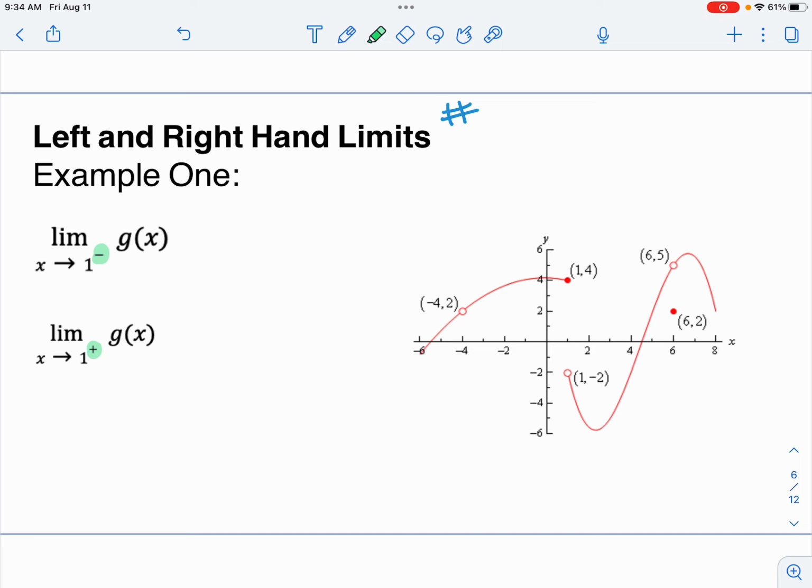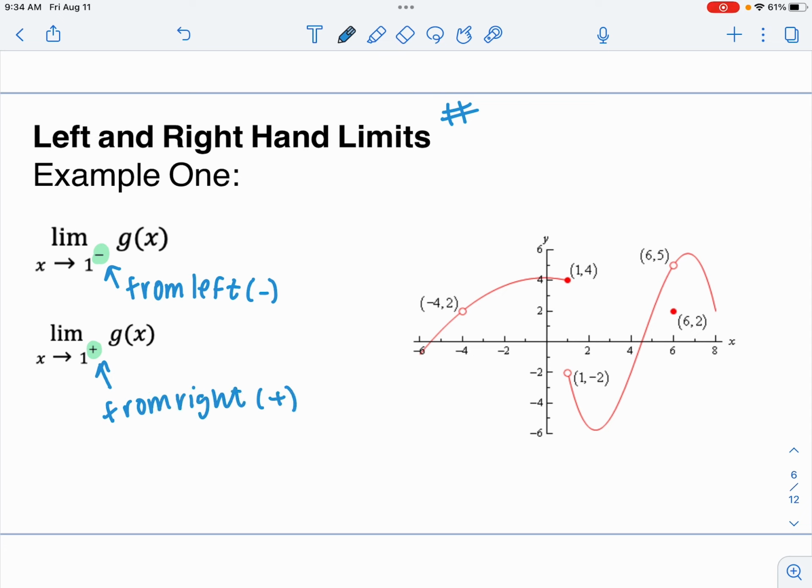Well, if you ever see that symbol on the right side of the number, like this, that's normal, right? That's just -1. But if you see it on the right side of the number, that means you're either working with a left hand or a right hand limit. So this negative means that you're working with a left hand limit. So this means from the left, and that's always a minus. And then this means you're working with a right hand limit.